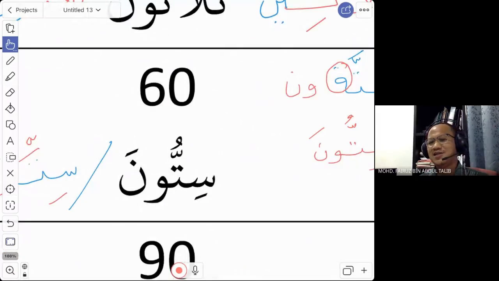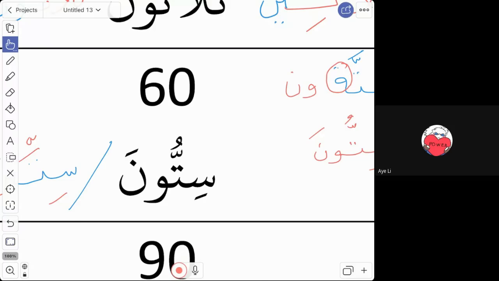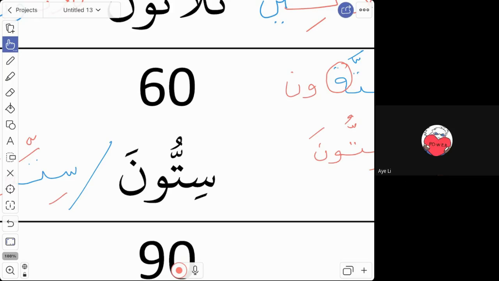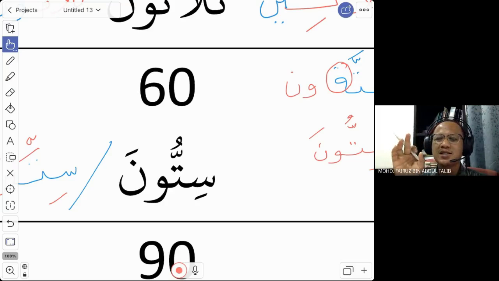Now 61. Wahidatun wa ishrun. Ishrun is 20. Wasitatun. No, we don't say sitatun. We say situna. Try again. Wahidun wasituna. Yes. Do not use the ta, the sitatun. Wahidun wa situn. Yes, correct.